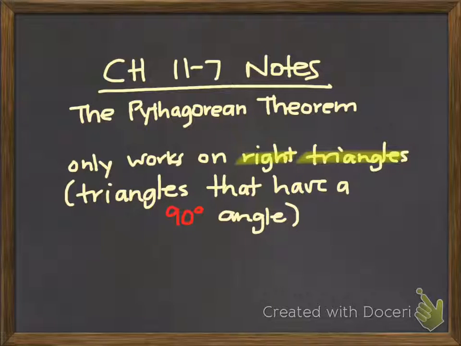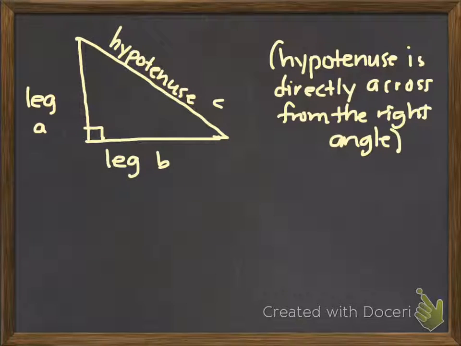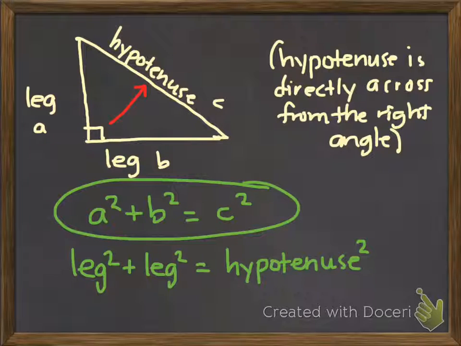Chapter 11-7 notes: the Pythagorean theorem, which only works on right triangles, triangles that have a 90-degree angle. In this drawing of a right triangle, there's a leg, and the hypotenuse is directly across from the 90-degree angle. So the hypotenuse c is always directly across from the 90-degree angle. The Pythagorean theorem states that a squared plus b squared equals c squared, or the leg squared plus the leg squared equals the hypotenuse squared.